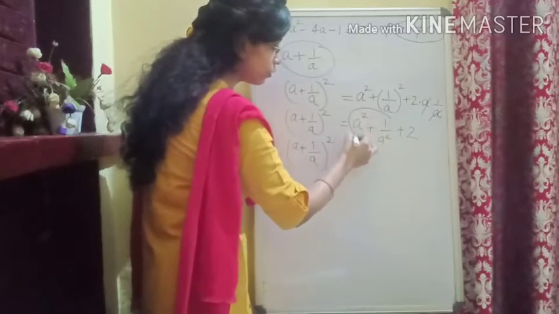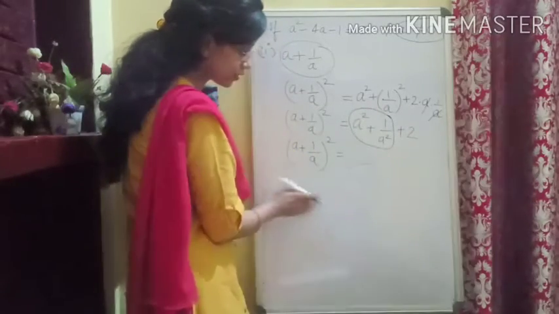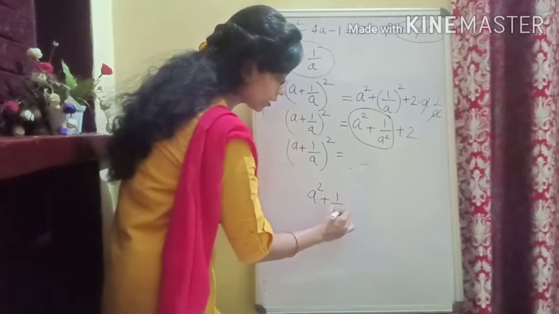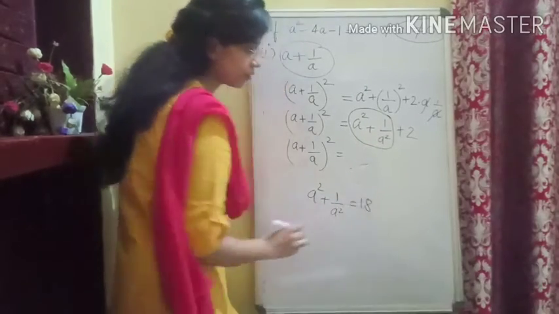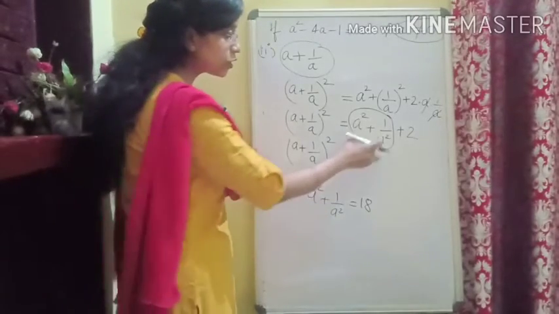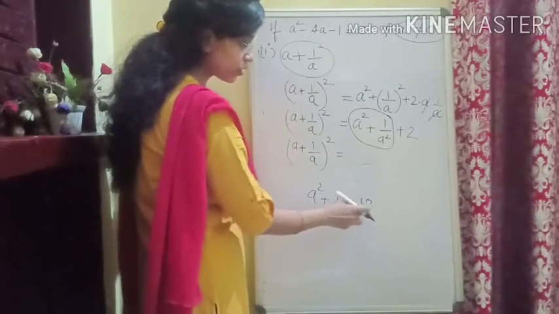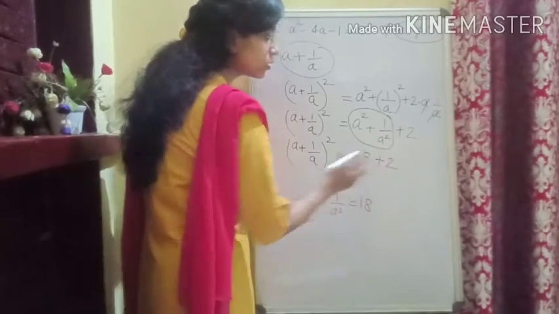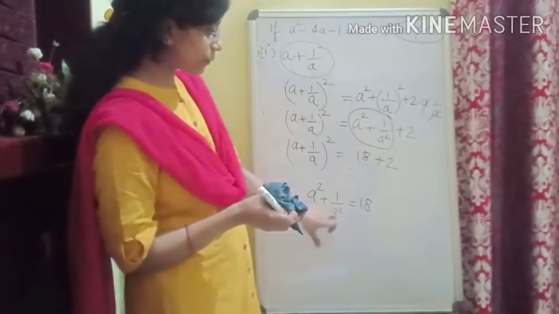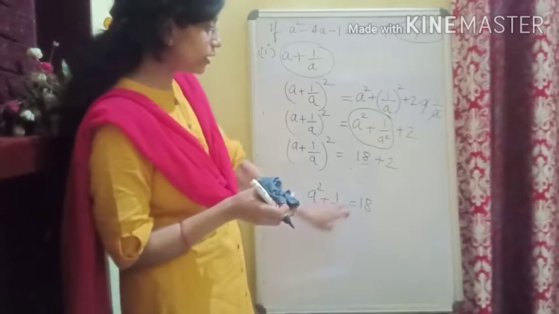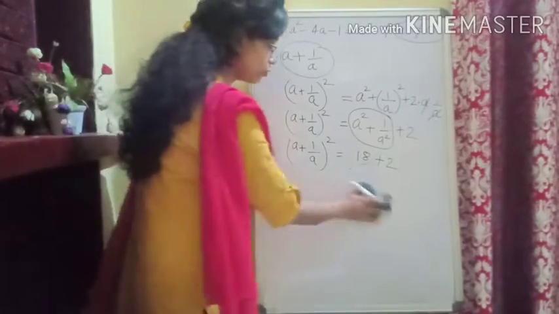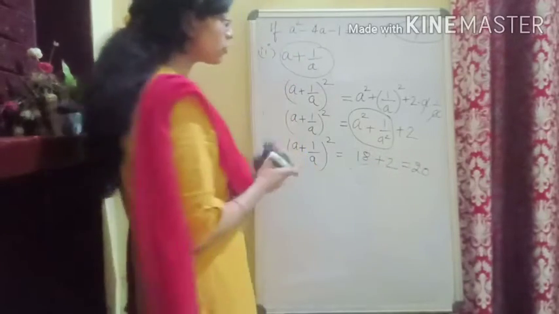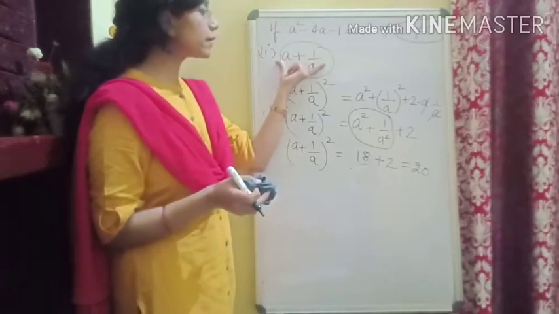This value, just now we have calculated, sorry I rubbed it, a square plus 1 upon a square was coming 18 I guess. So now we put the value of a square plus 1 upon a square equals to 18. So we can write it as 18 plus 2. This value we have taken from the expression we simplified already. Now it will give you 20, isn't it?